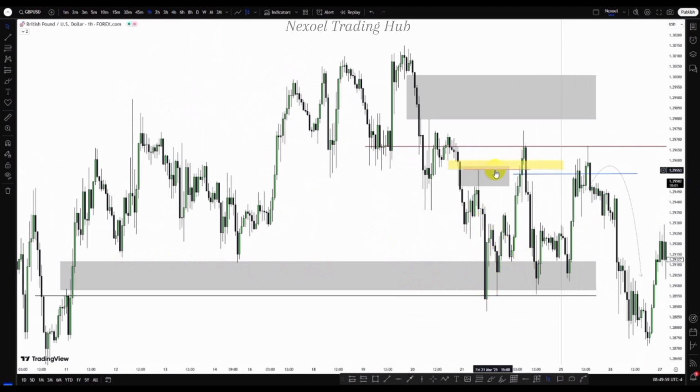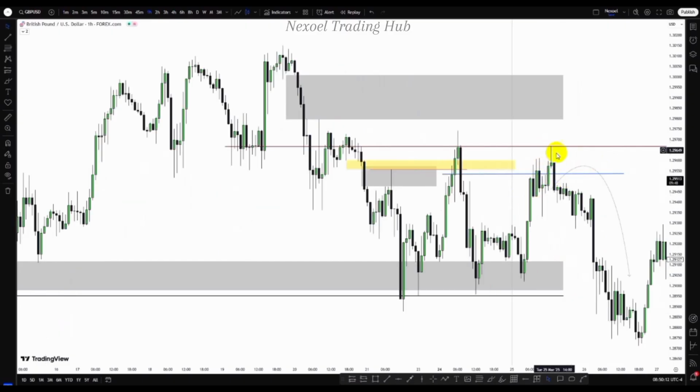Price returned, took out buy side. Price fell, failed to take out the low. So our expectation is to see price return to this, mitigate this, and we have bearish continuation. So what we can see is the delivery of that outcome to the downside.